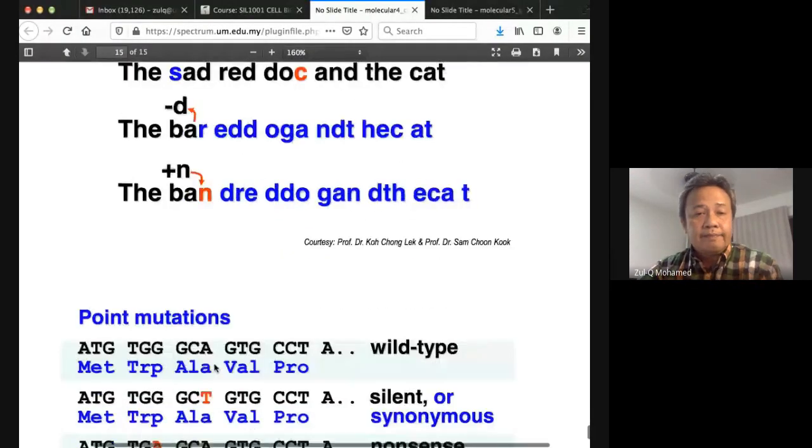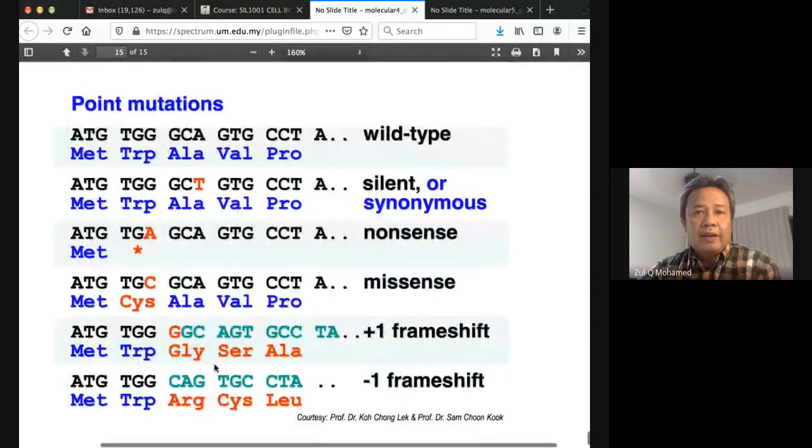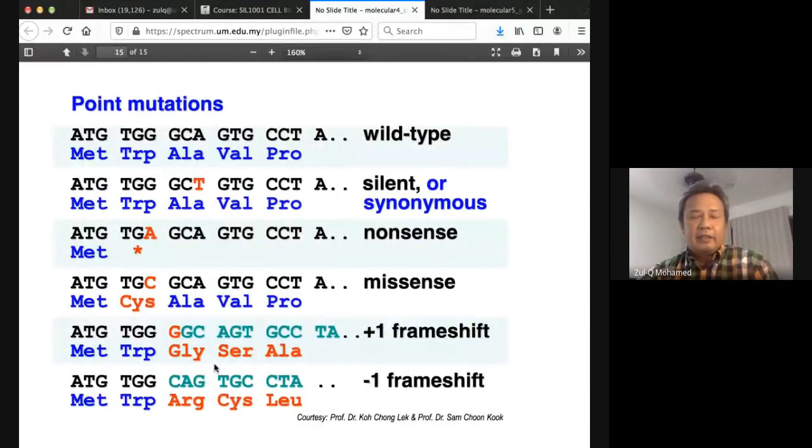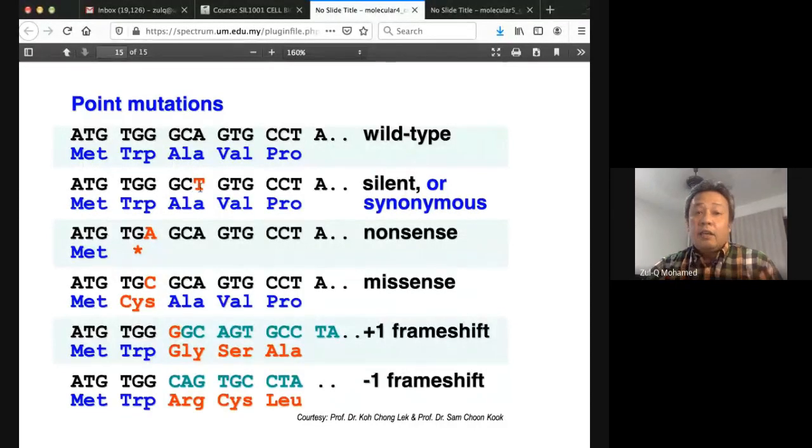This is a more genetic example. This is the wild type. Wild type is the normal sequence: methionine, tryptophan, alanine, valine, proline. You always refer to the wild type. If that GCA changes to GCT, alanine still means alanine. So this is a silent or synonymous mutation.